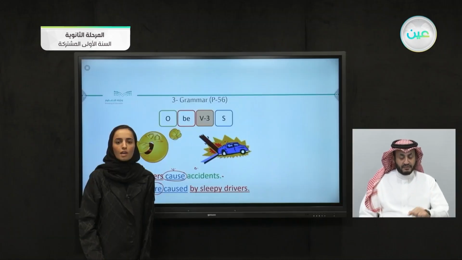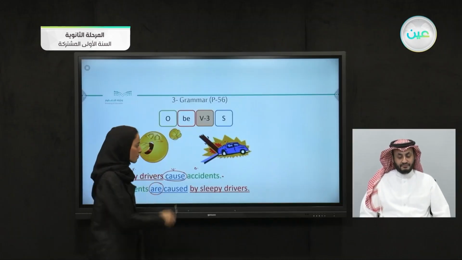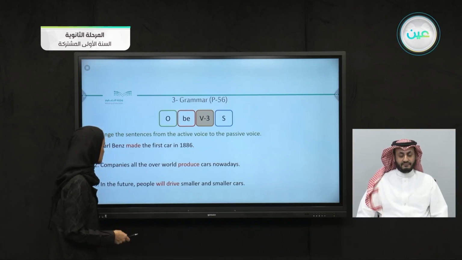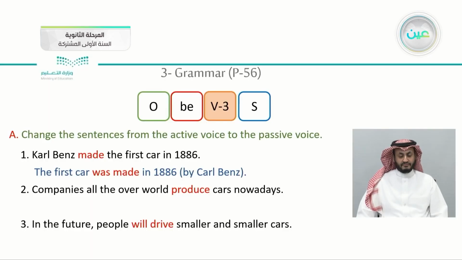Accidents are caused by sleepy drivers. Okay. Now let's check your books on page 56. Change the sentences from the active voice into the passive voice. Carl Benz made the first car in 1886. Here you will come up with the verb, change it into be plus verb number 3, start with the subject, with the object. The first car, here is the object, was made in 1886 by Carl Benz.